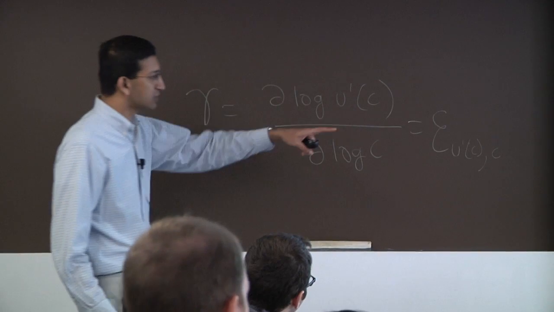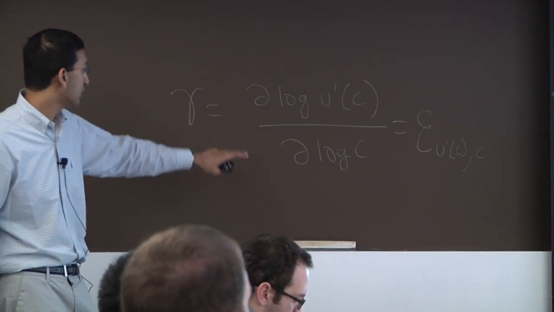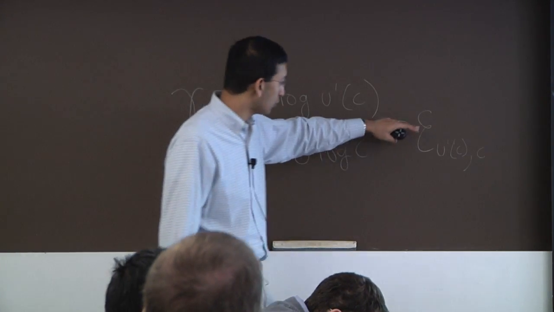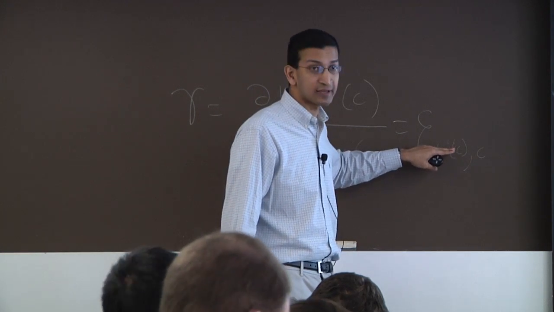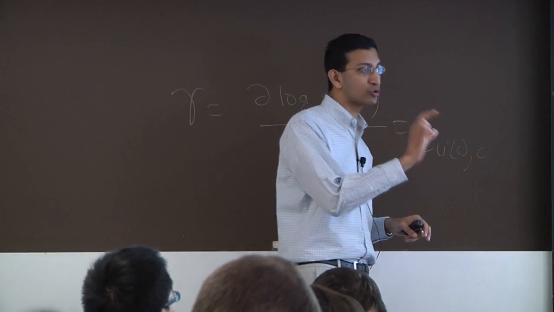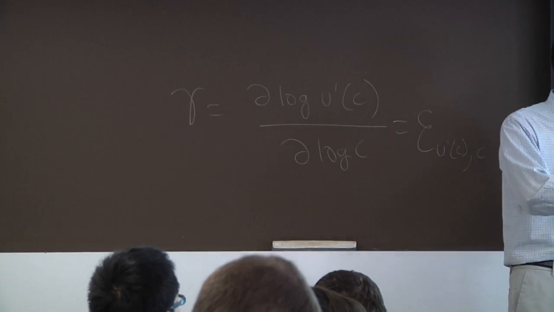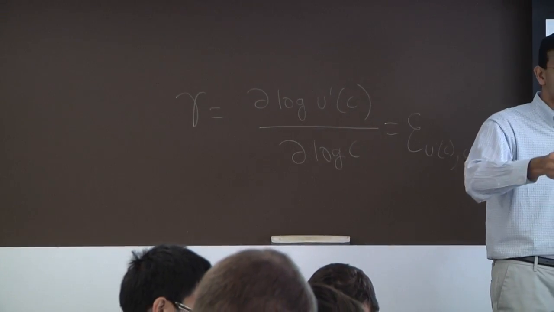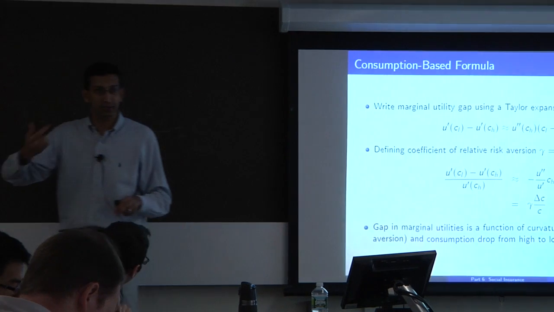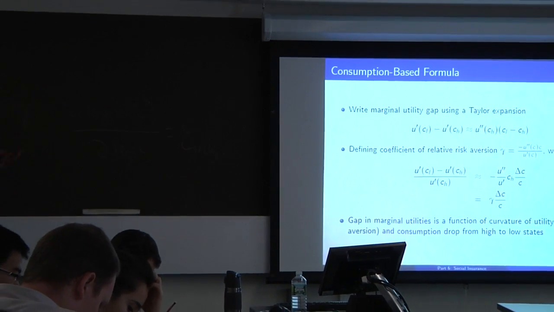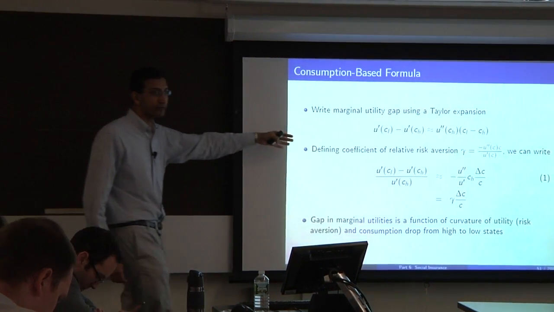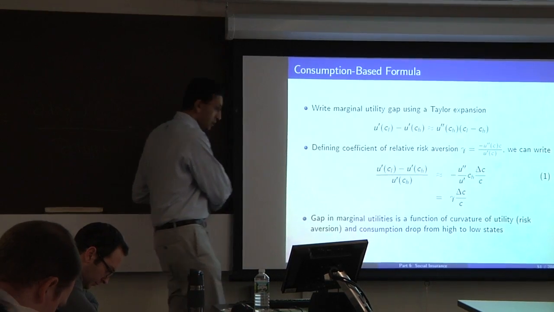So all of these things are the same. The formula that's on the slide and this d log U prime of C, d log C, or in other words, how elastic is the marginal utility of consumption with respect to consumption? So when I raise your consumption by 1%, in percentage terms, how much does your marginal utility of consumption fall? That's a measure of how curved that utility function is. That's intuitive, right? It's a usual elasticity concept. And you can also write it like that, right?